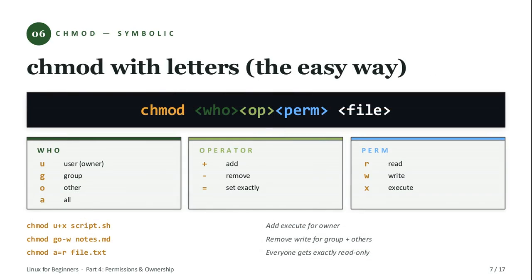Now that we understand what permissions mean, let's actually change them. The friendliest way is the symbolic form. You pick a who, an operator, and a permission. So chmod u+x script.sh adds execute for the owner. chmod go-rwx notes.md strips rights from group and others. And chmod a=r file.txt sets everyone to exactly read-only. Nothing more, nothing less. Read it left to right, and it almost speaks English.